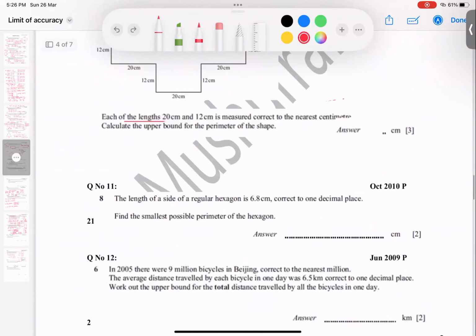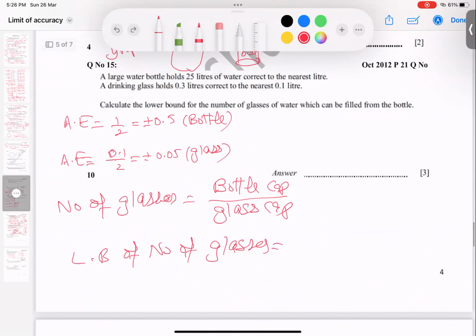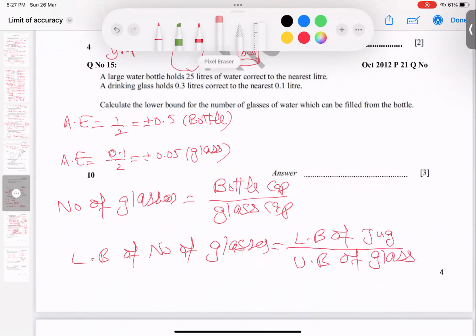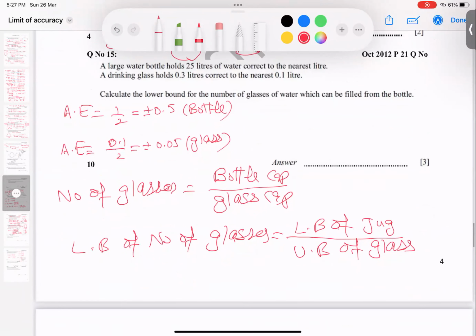Now I'm going to complete it. So the lower bound of jug capacity divided by the upper bound of glass capacity. I hope the point is clear. So I'm going to just write the final answer. How to get the lower bound of the jug, student?